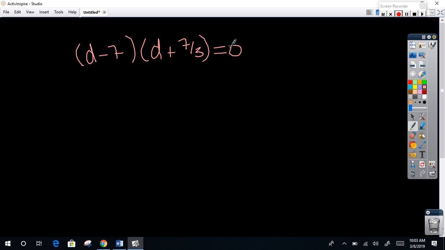Chalkboard. Let's review for just a minute. What we talked about last time, and y'all said you're good about setting each piece to zero, right? If I have something like... How do I solve that? Right, because when I'm multiplying two things together and they equal zero, then that tells me that one of the two must be zero, right?